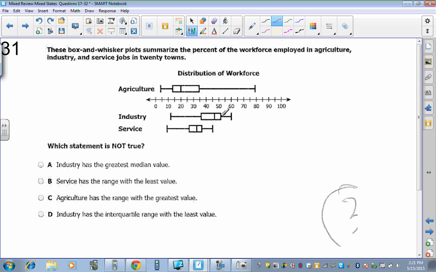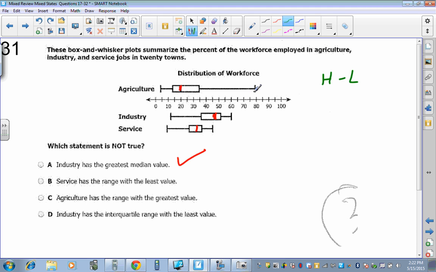Okay, 31. Which statement is not true? Okay, well, the median, remember, in a box and whisker plot is quartile 2. And the median of industry is the greatest median value. Okay. Service has the range with the least value. Remember, range is highest minus lowest.